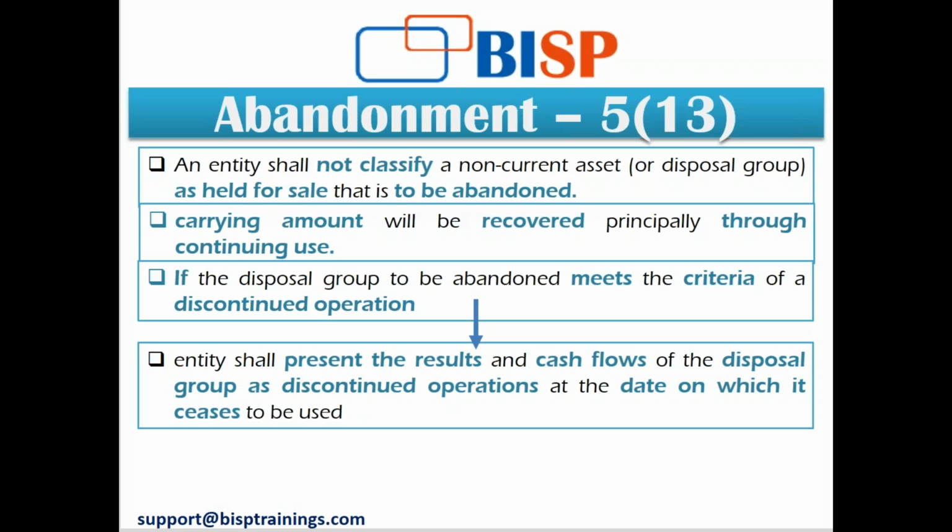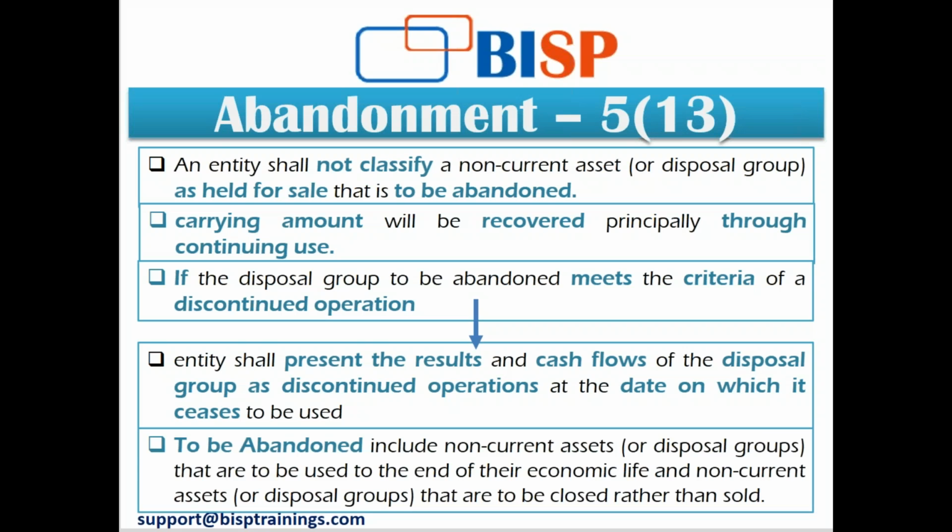Any decision that is taken to abandon a specific unit will not comply under IFRS 5 as discontinued operations. It is abandonment, and there is a difference between discontinued operations and abandonment. Non-current assets or any disposal groups, that is the group of assets to be abandoned, include non-current assets that are to be used to the end of their economic life and non-current assets that are to be closed rather than sold. There's a difference between closing the use of a non-current asset and selling a non-current asset.